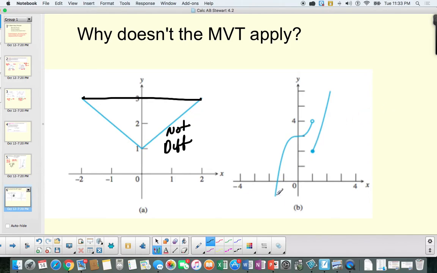Now in this case, if I were to join the endpoints right here, this would be the average rate of change. And the question is, can we find an instantaneous rate of change? Well, we could, but the mean value theorem only guarantees that's going to happen as long as this is continuous. And since this is not continuous, there is not a guarantee. It may or may not happen, just not a guarantee.